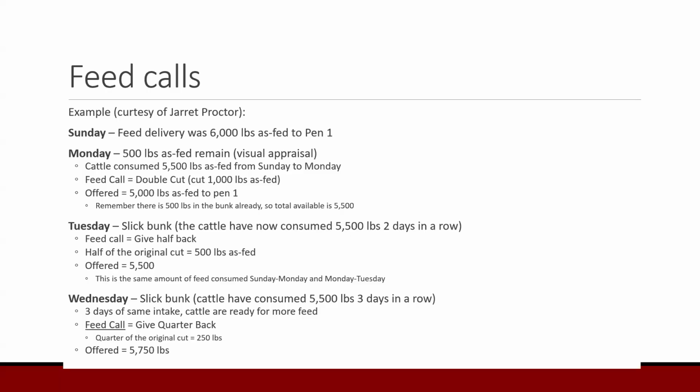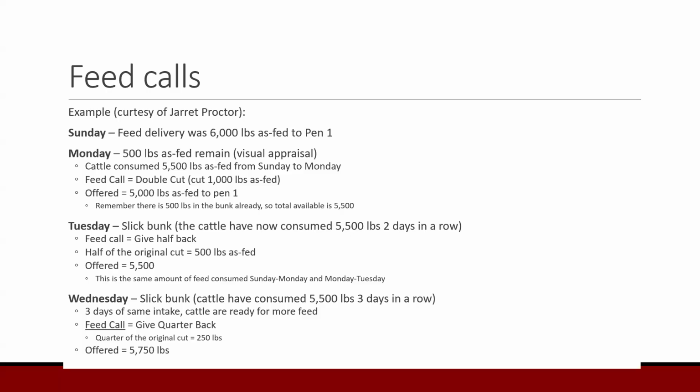Okay. Wednesday, we see a slick bunk. Cattle have now consumed 5,500 pounds 3 days in a row. So that's 3 days of the same intake. Cattle are ready to try to increase that feed. Remember, the goal was to get them back to 6,000 pounds. Okay. So our feed call, we're going to give them a quarter back. Okay. Not the football quarterback, but a quarter of that initial cut. So we're going to allocate 250 pounds. So we're going to offer 5,750.